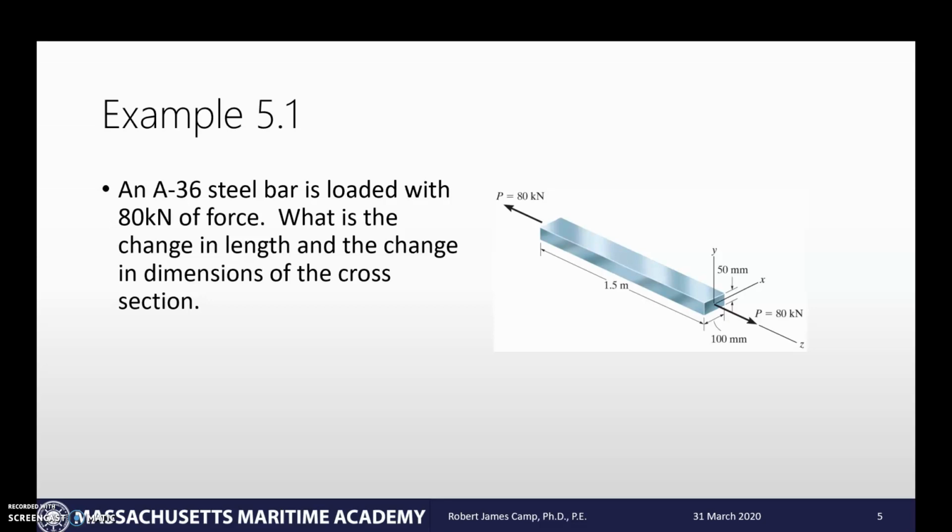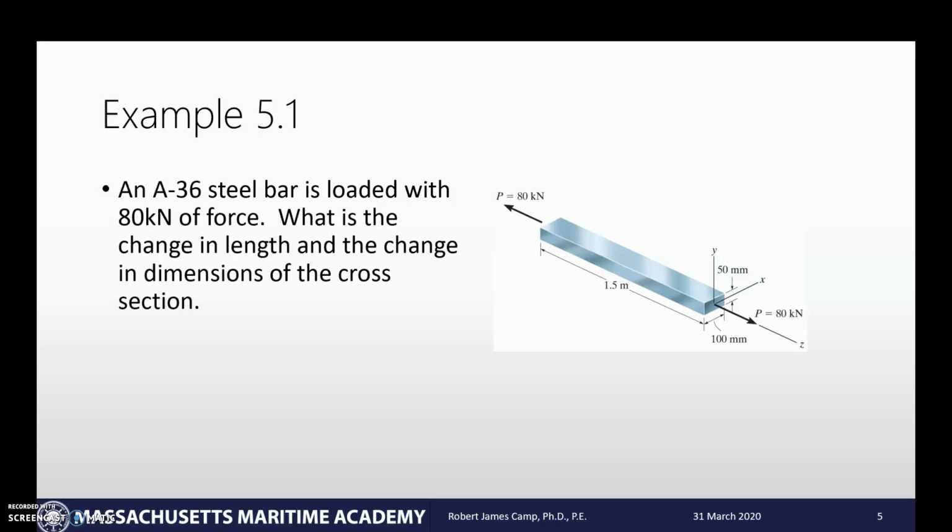Okay, let's do a problem where we can calculate and use our knowledge of Poisson's ratio. An A36 steel bar is loaded with 80 kilonewtons of force. What is the change of length and the change in dimensions across the cross-section of this bar?